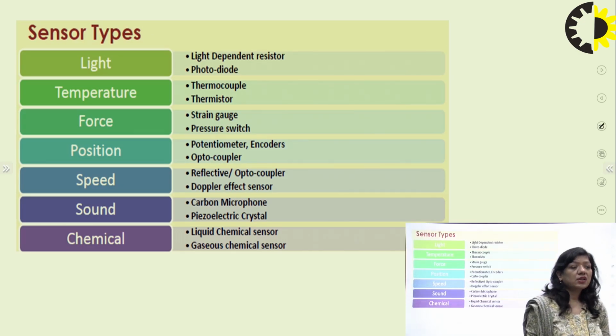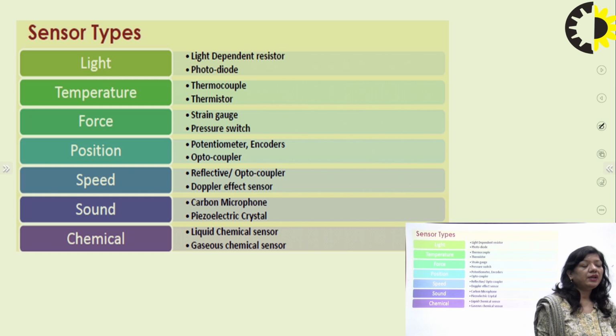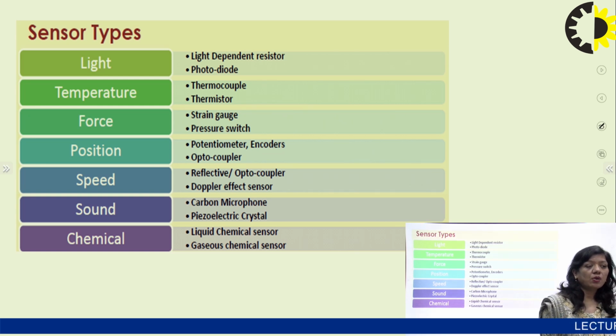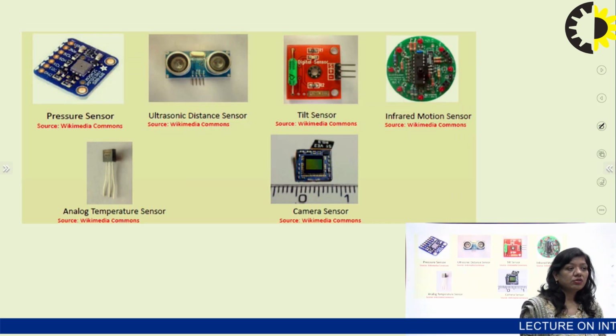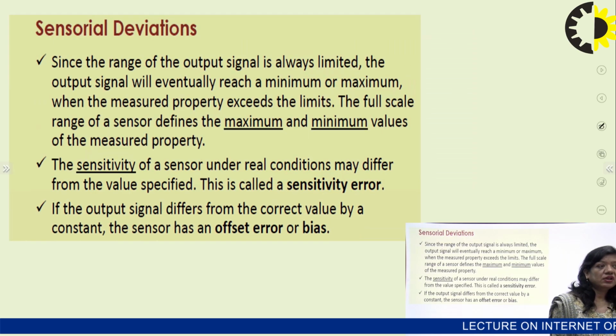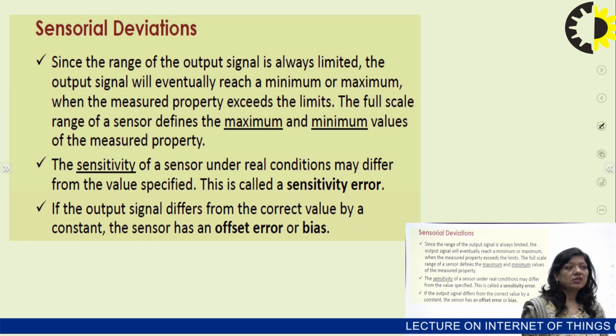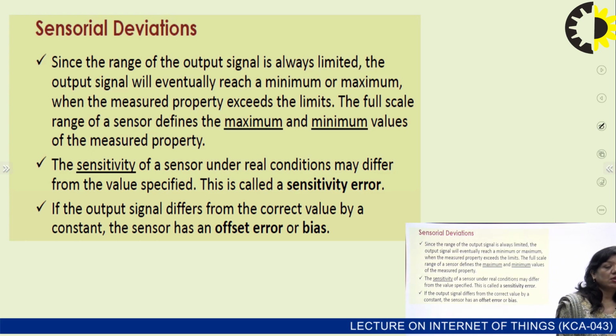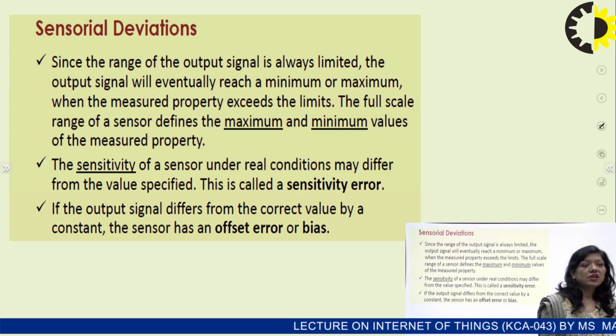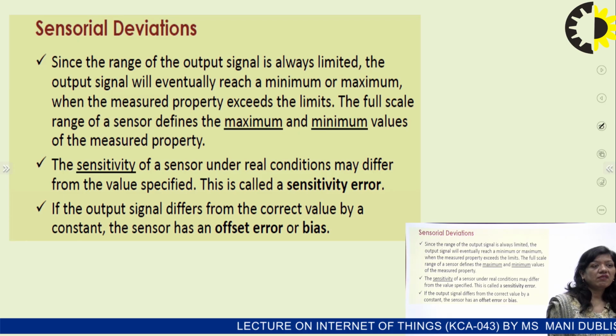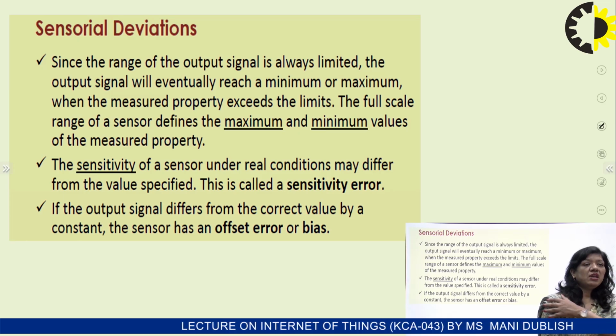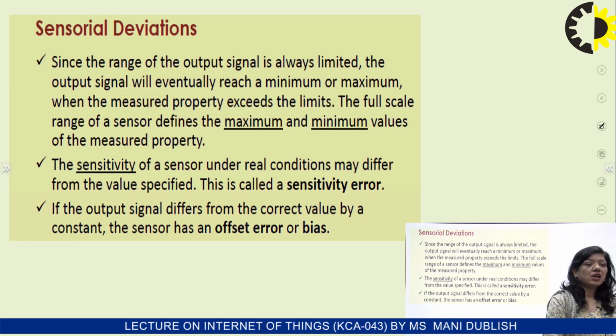Sensor types basically depend on light, temperature, force, position, speed, sound, chemical. So these are the examples which we have covered. And the next one is sensor deviation. Since the range of the output signal is always limited, the output signal will eventually reach a minimum or maximum when the measured property exceeds the limit.